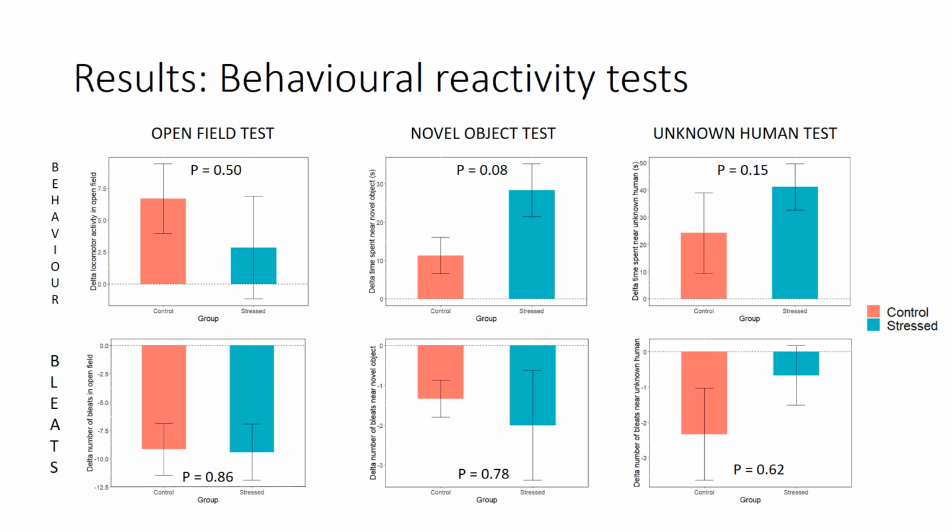In terms of vocalization, in the bottom row, we can see that the number of vocalizations decreased between time points in each test, since all the values are negative. This is again classically interpreted as less fearfulness. And here again, we did not find significant differences between groups.